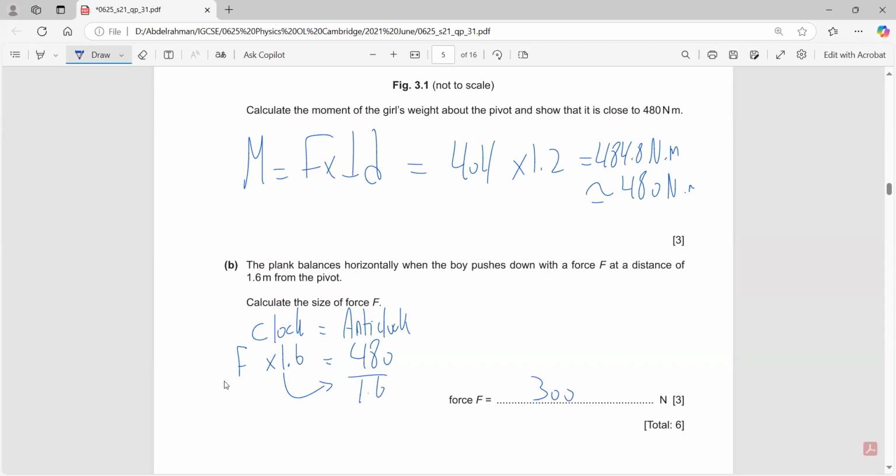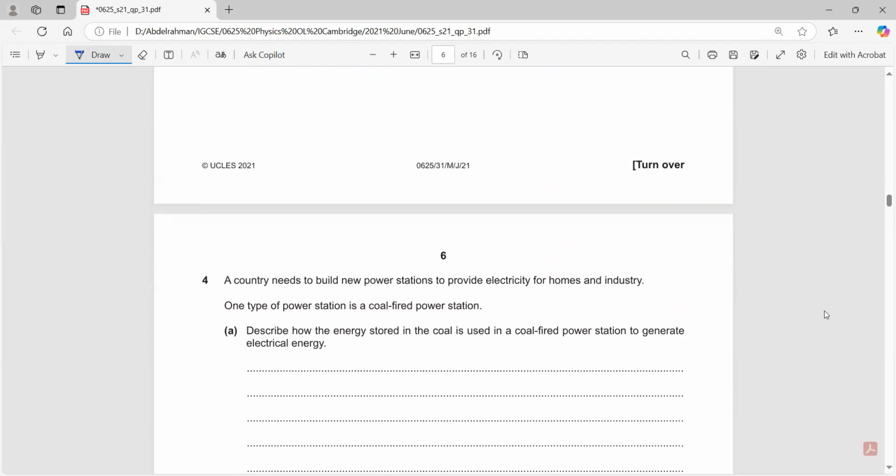It wouldn't be wrong. If you use 484.8 divided by 1.6, the final answer would be around 303, which is correct. It is okay if you write down 303 or 300 newtons.